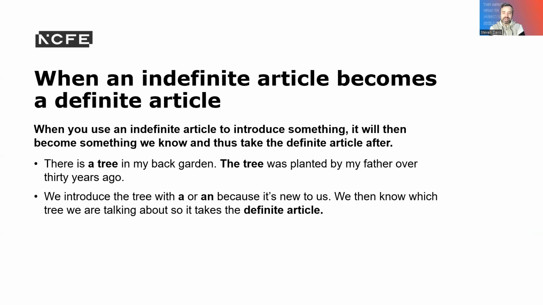When an identified article becomes a defined article, when you see an identified article used to introduce something, it will then become something we know and thus take a different article after. There is a tree in the back garden. The tree was planted by my father over 30 years ago. We introduce the tree with a or an because it's new to us. We then know which tree we are talking about, so it takes on a different article.